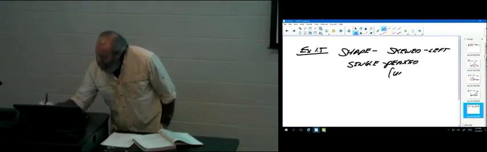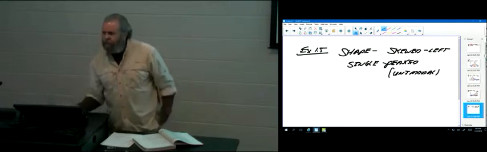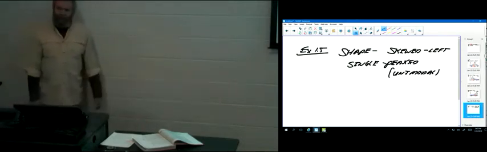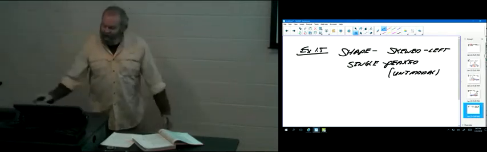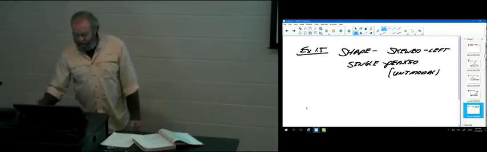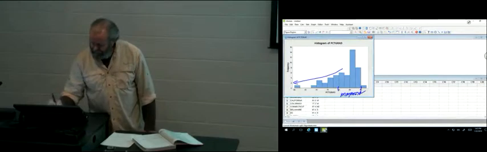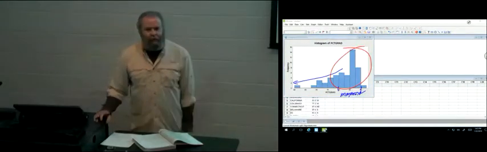People might use this term on you interchangeably. If it's me, I'm talking about single peak, and some statisticians talking to you might be using the term unimodal. Unimodal means it's single peak. Look at it. There's your single peak. All right, there's your unimodal. It's skewed to the left. I got a tail going out to the left.